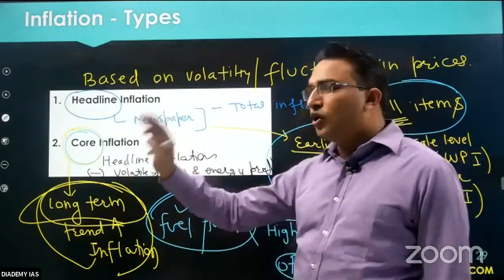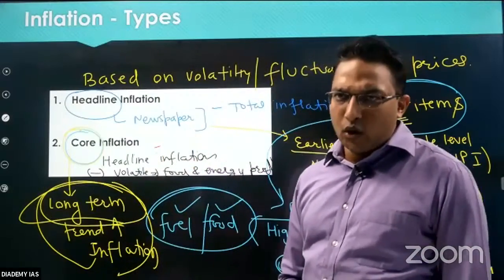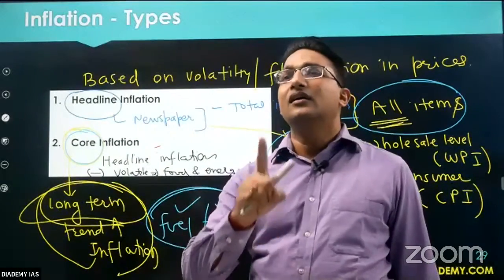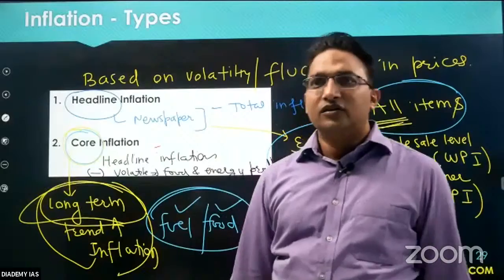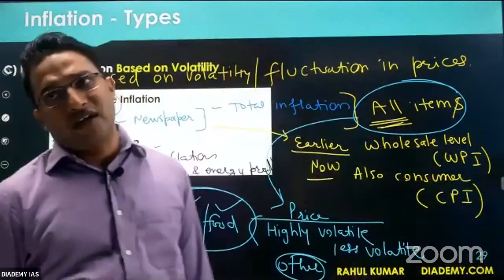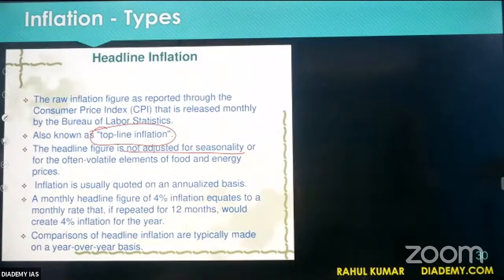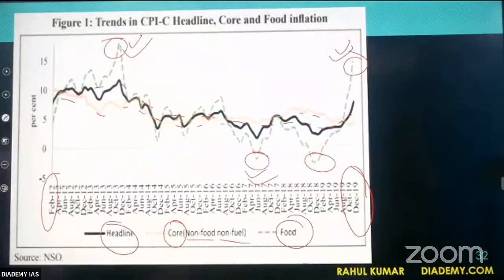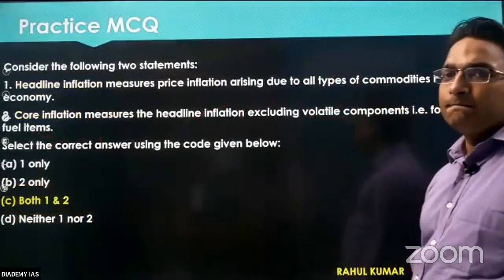Core inflation we also call long term inflation. Again, if you are not able to understand this in the quick discussion, please go back to the first lecture, the link is in the YouTube description, and you can go to the first lecture and understand these things which I have discussed in the previous class. Okay. So headline inflation, we also call it top line inflation. Then we have core inflation, which excludes energy and the food products. Trends we have discussed in the last class.